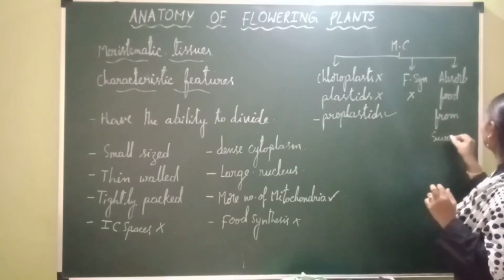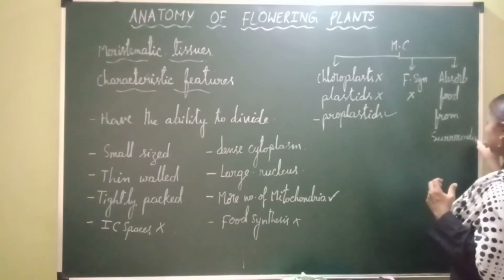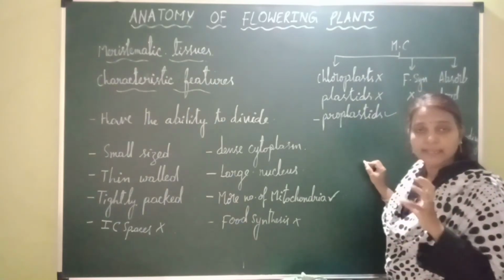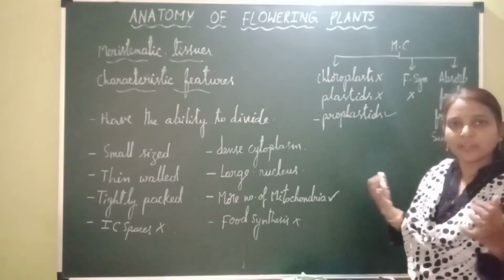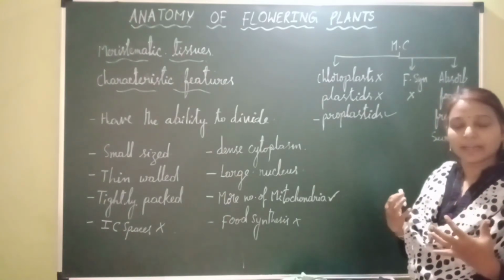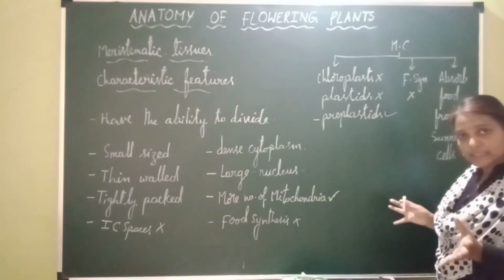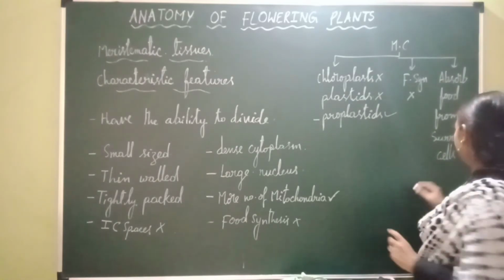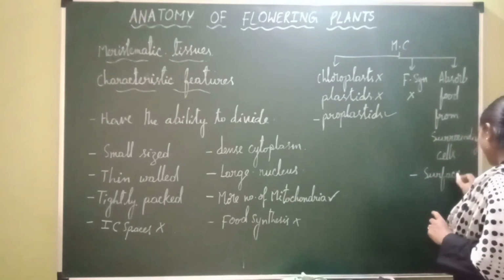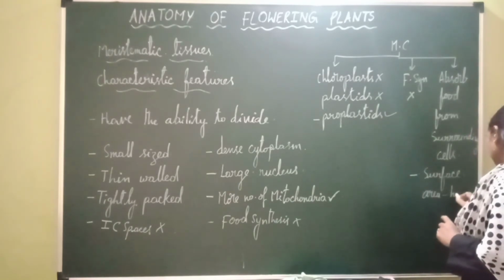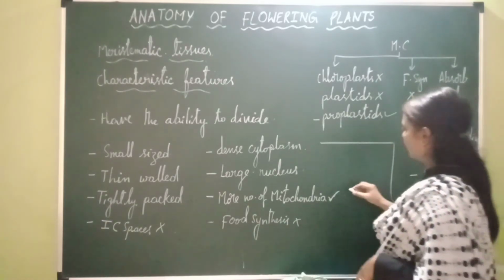These cells have greater absorption ability. Why? Because these cells are smaller in size. If the cell is smaller in size, the surface area of the cell will be more. If the surface area is more, it can absorb the nutrients at a faster rate and with higher efficiency. So they absorb nutrients or food from the surrounding cells as their surface area is high.